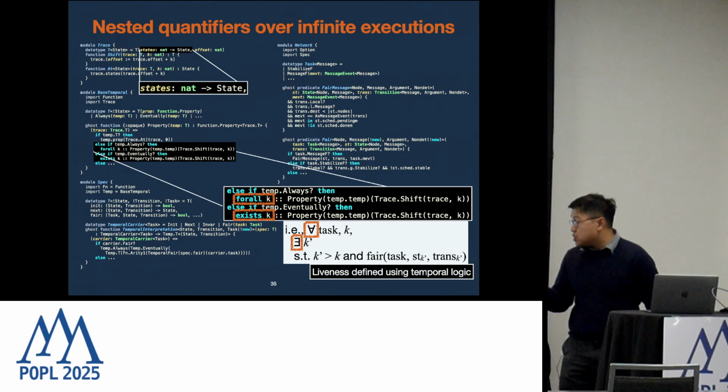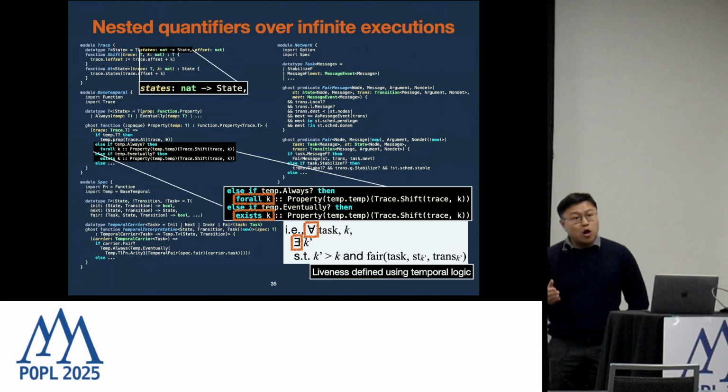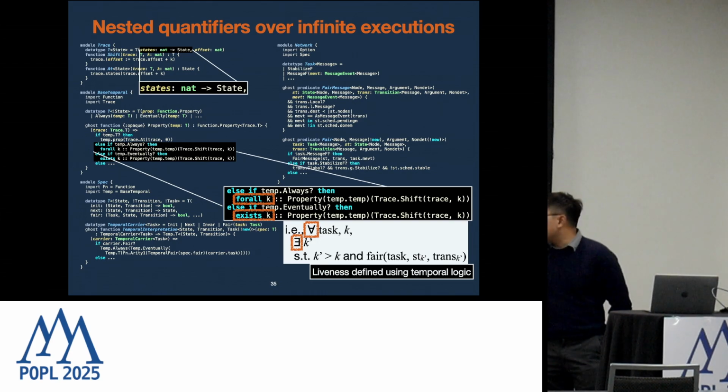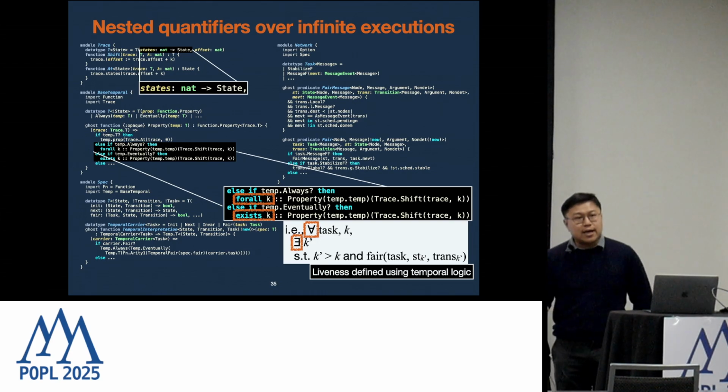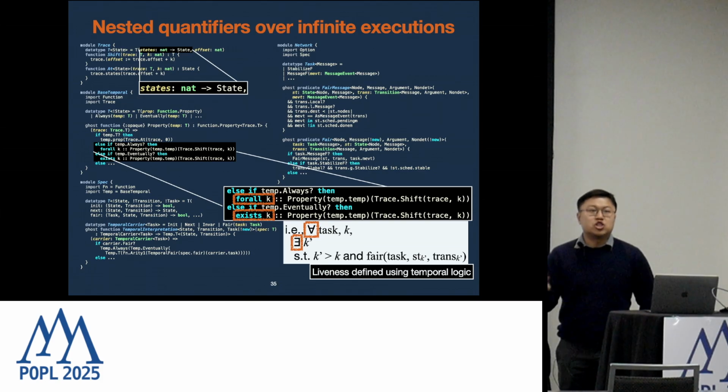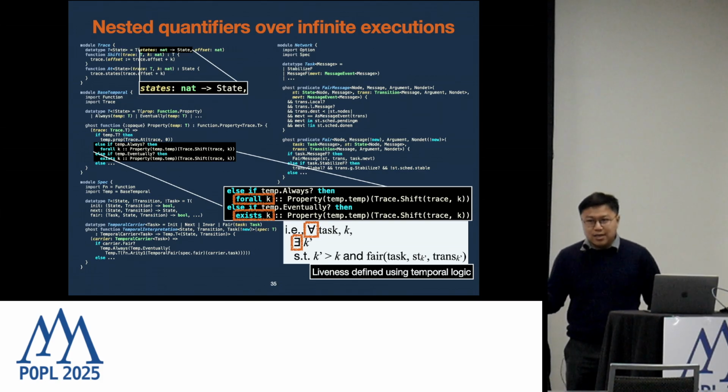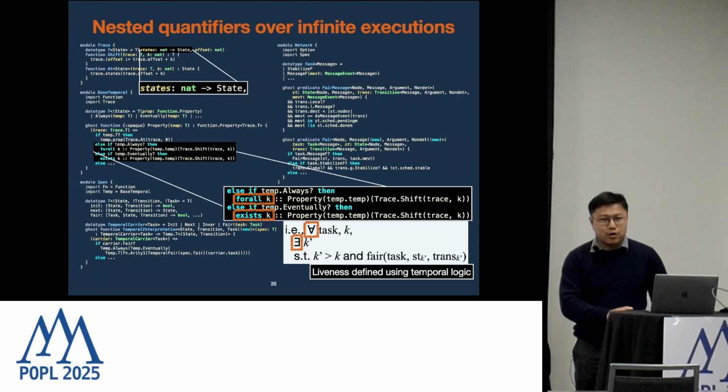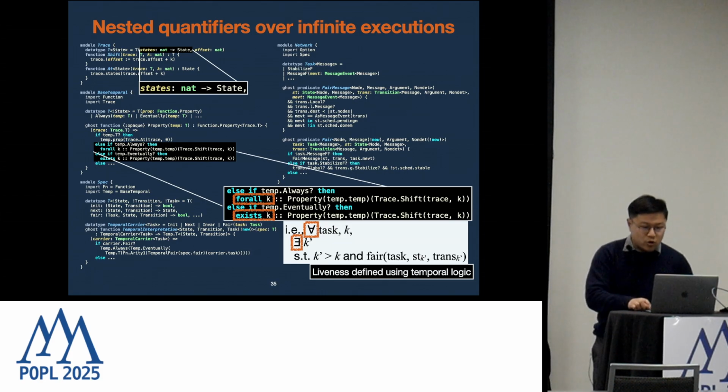In other words, if you unfold this, you get for all tasks and for all numbers k, there exists a k prime greater than k such that fair is true on task, the state at index k prime, and the transition at k prime. Obviously, Dafny' is not great at handling these kinds of statements, and in order to figure out how to deal with them, we need to do a little more high-level thinking.